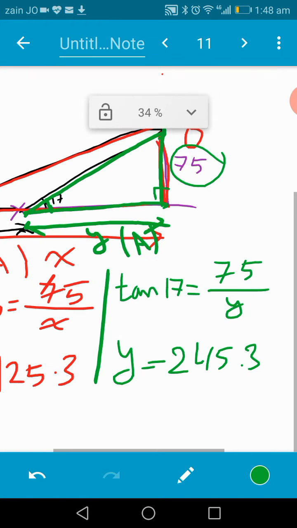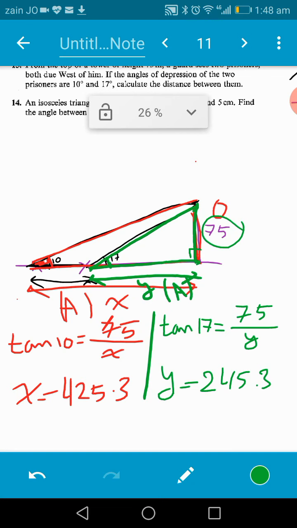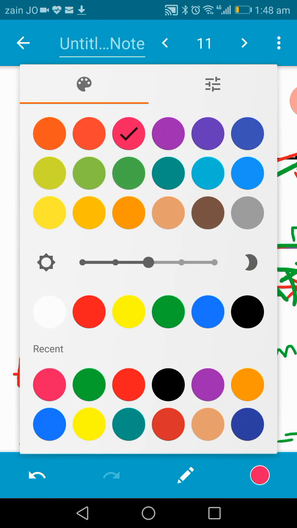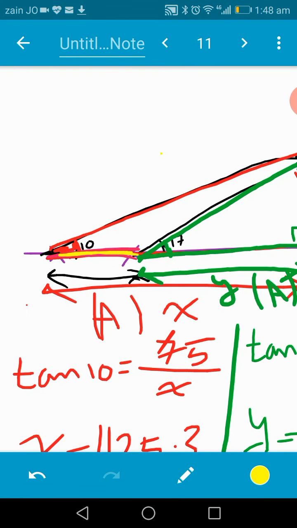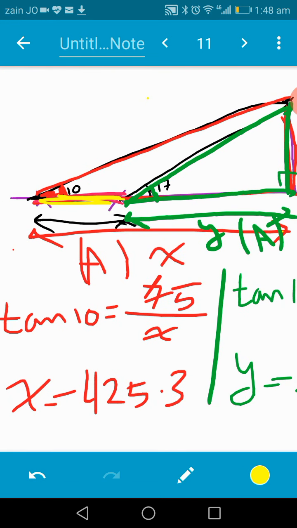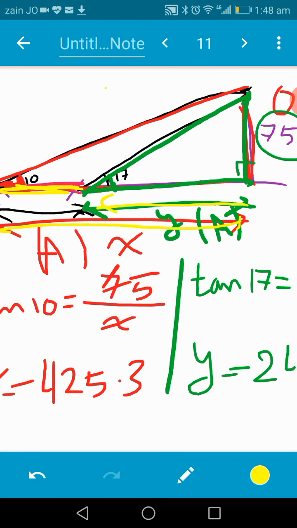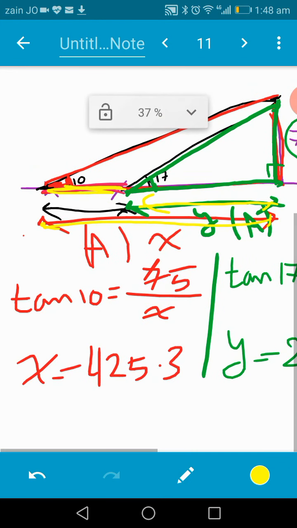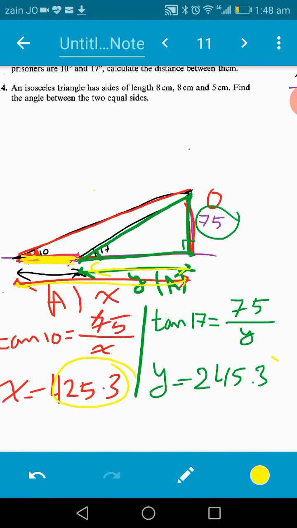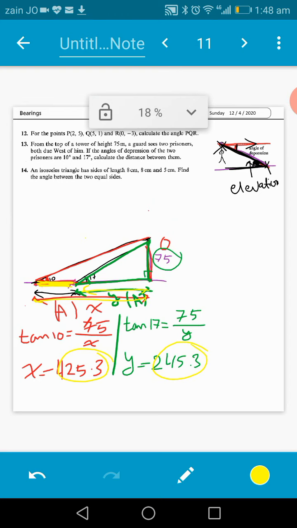245.3. This is y. So now we need to find this distance, as I said. This distance is equal to x minus y, right? If you subtract x minus y, you get this distance.